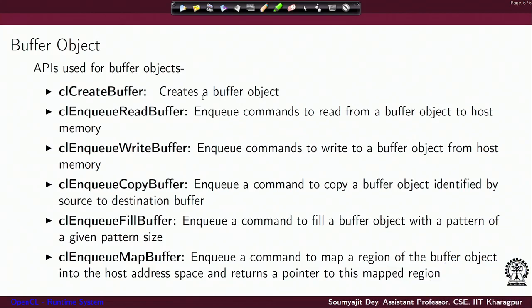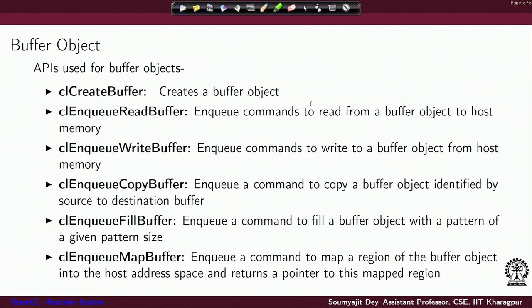Now if I am trying to create some buffer objects, just like for kernel objects we have a set of commands to execute, for buffer objects again we have some commands to execute. So first you have CL create buffer which will create the buffer objects. You have enqueue buffer commands through which you can enqueue read or write operations on buffer objects, right? So, for example, CL enqueue read buffer would enqueue commands to read from a buffer object to the host memory. So that's important, right?